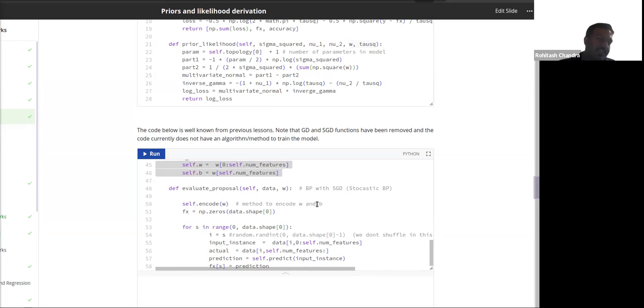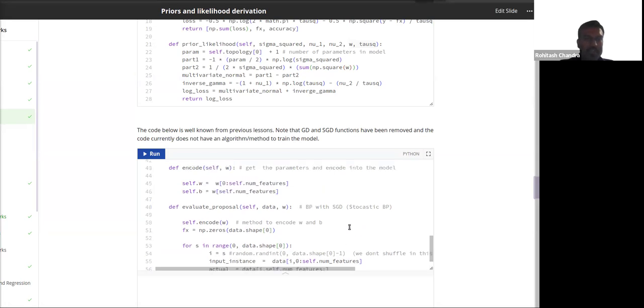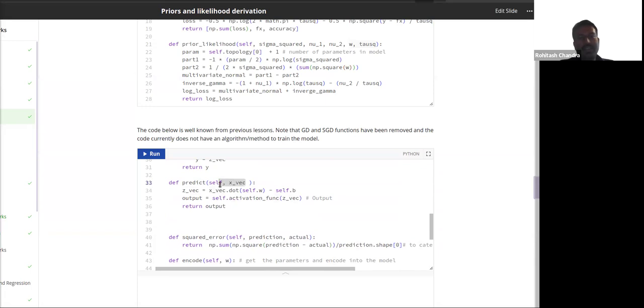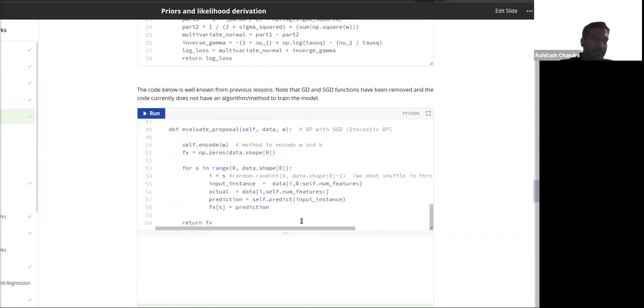For every iteration, every epoch, it will take the set of weights and biases, encode them, and take the data set, which is again constant, and find the prediction. In the case of a neural network, that's what forward propagation is doing. So you do the self.predict, which takes the input features and calculates the output. It's a linear model, so the activation function is just a linear activation function, and it gets a set of predictions.